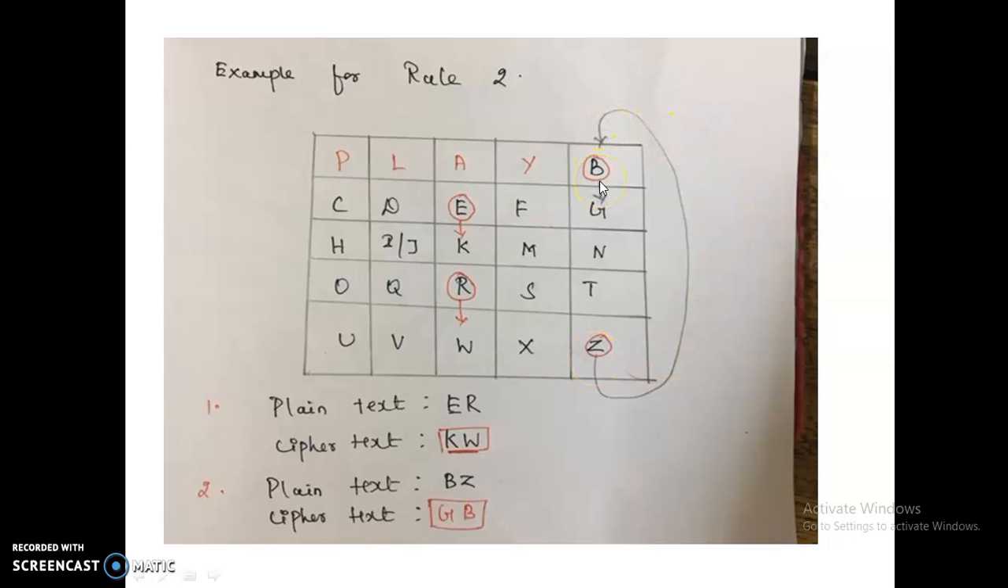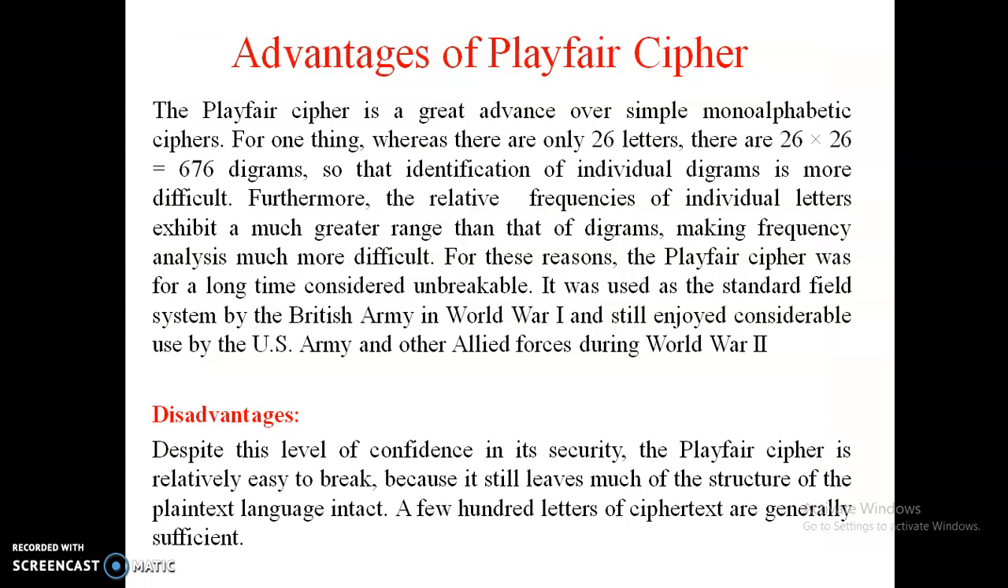Okay, so these are the rules of the Playfair cipher. According to the three rules, you have to place the letters. The Playfair cipher is a great advance over simple mono-alphabetic ciphers for one thing: whereas there are only 26 letters, there are 26 times 26, 676 diagrams. It was used by the British Army in World War I and also in World War II.